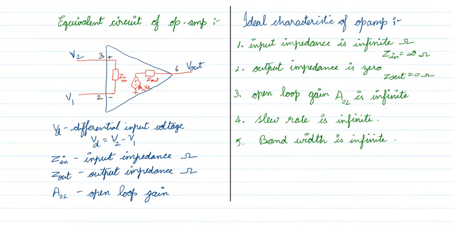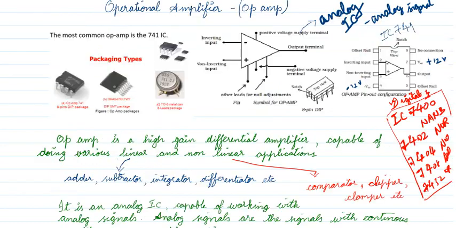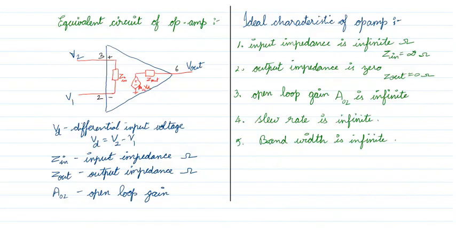Any device will definitely have an input impedance, that is Z in. Similarly, the output will have an output impedance, that is Z out. As I said in the definition of the op-amp, it is a high gain differential amplifier. The plus and minus indicate the polarity of the dependent voltage, and this diamond symbol says it is a dependent voltage source.